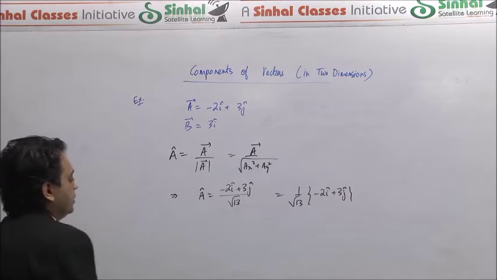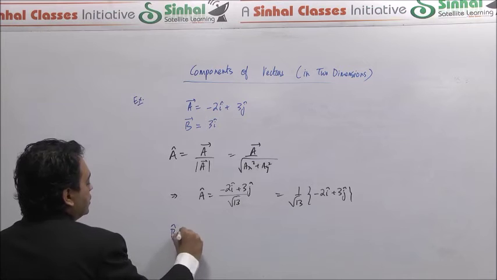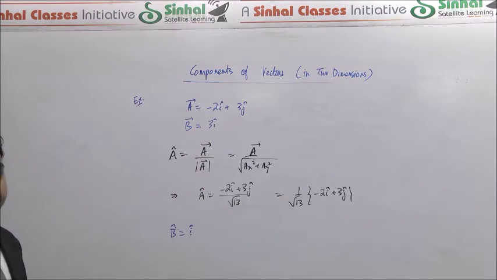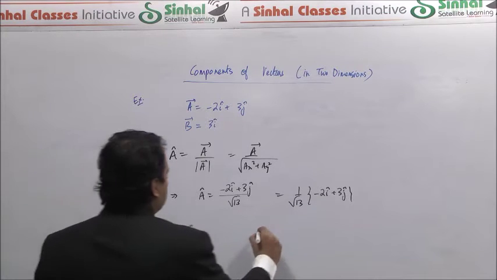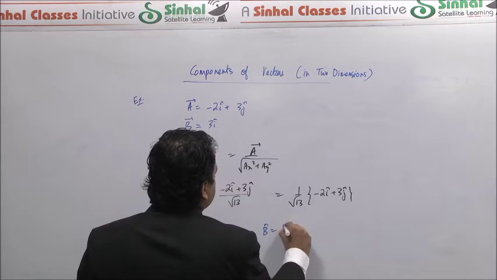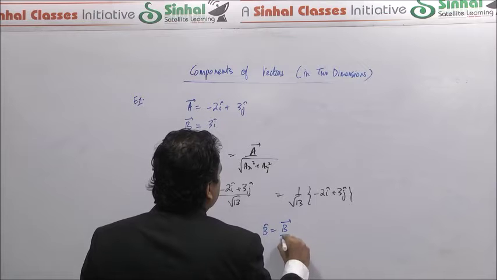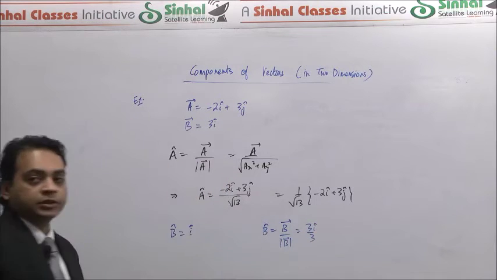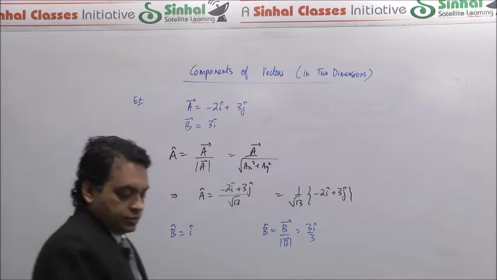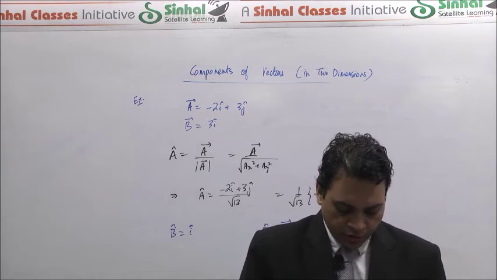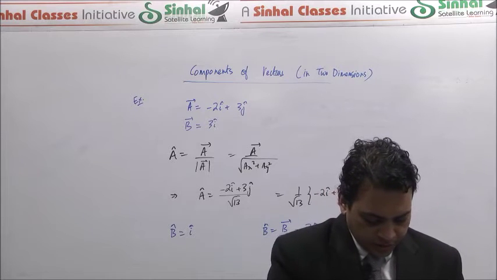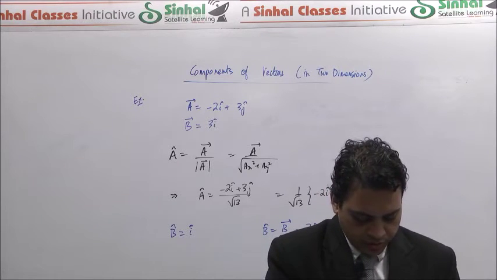Whereas if you look at the unit vector of B, it's just i cap, because you can see B is along the x-axis. It would also be given by the proper operation, which is B divided by mod B, but that is not required over here. That is basically this. So that is an example of how to find the unit vectors. Next example.